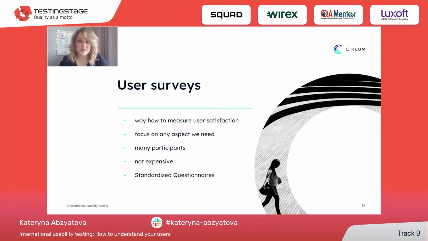And the best part is that we have a lot of standardized questionnaires which are ready. For example, the System Usability Scale, Software Usability Measurement Inventory, Website Analysis and Measurement Inventory. They may help you to specify measurement of usability, which you can use as completion criteria.